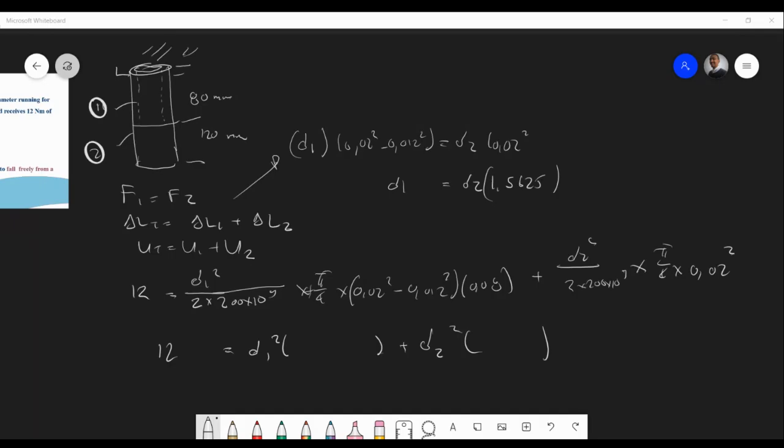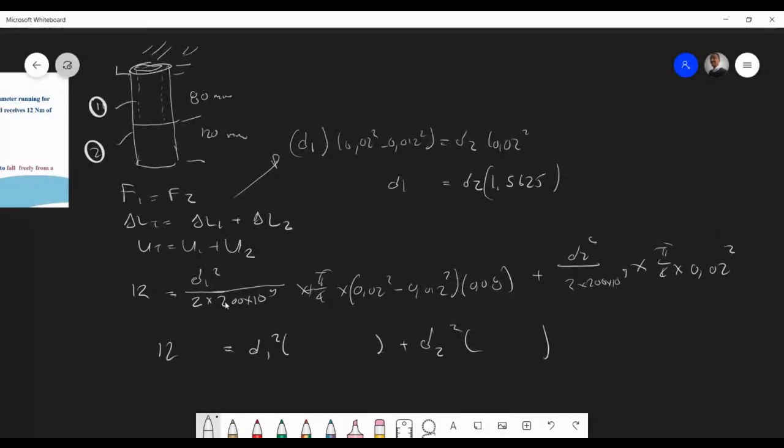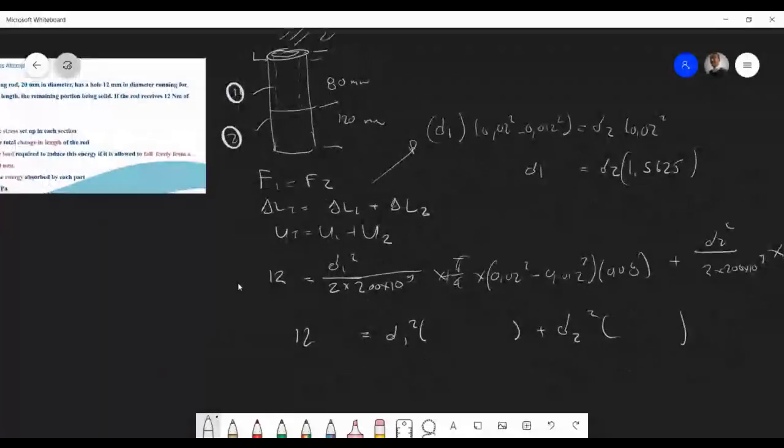Yeah, okay. So let's just get those. Oh, what is my E value? Is it 200 or 100? It's 100. Sorry, guys. My elastic modulus is 100.